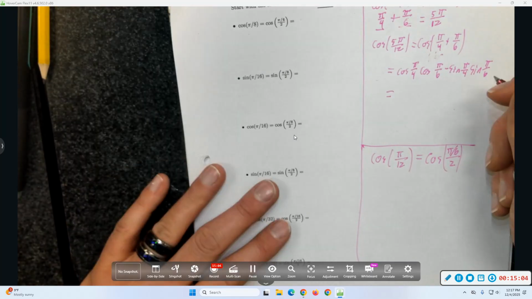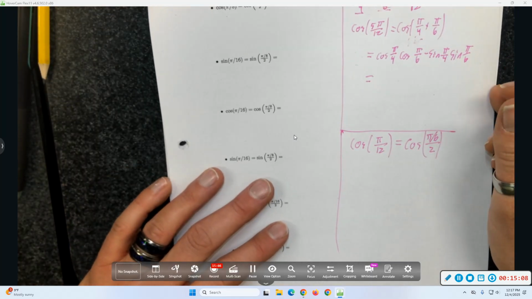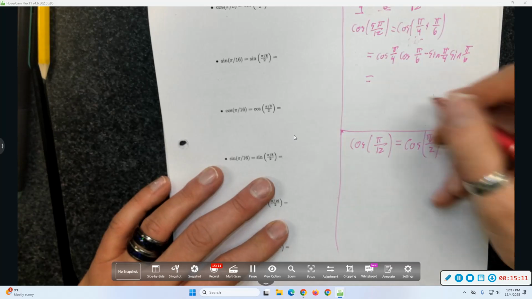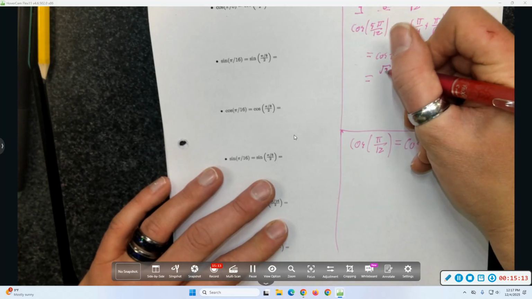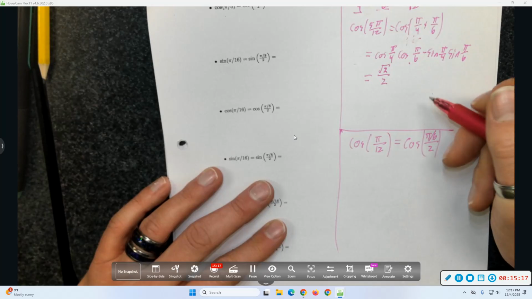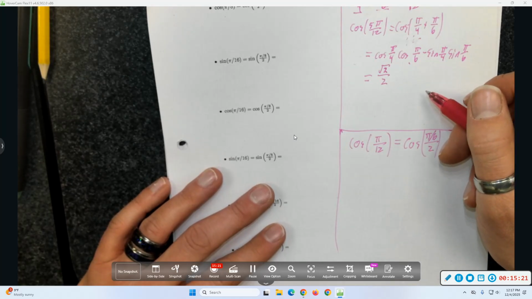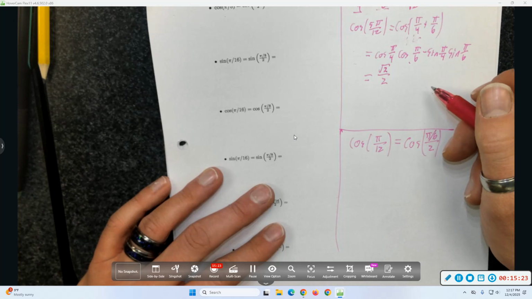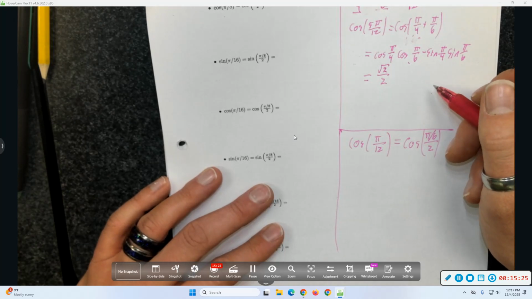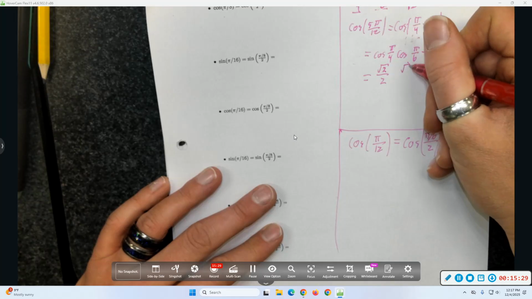All right, and all those things are things we know, right? What's the cosine of pi over 4? Root 2 over 2. Cosine of pi over 6? Square root 3 over 2. Ooh, if there was a question at the end, do you have your unit circle on you? No, you should probably have one of those by the time the exam rolls around. Yeah, it's root 3 over 2.